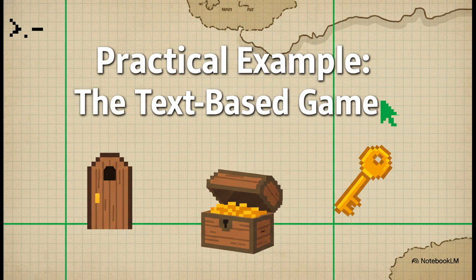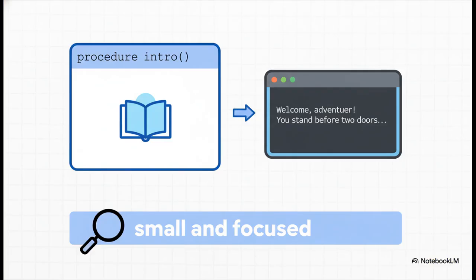Okay, theory is great, but let's see how this all works together in a more practical example, one pulled straight from the guide. We're going to look at a little text-based adventure game. This is perfect for showing you how a few different subprograms can team up to make your code super clean and easy to read. So our first building block is a really simple procedure called intro. Look at the code. Its only job is to print the starting message for the game. That's it. It's small, it's focused, it does one thing, and it does it well. This is a perfect example of a procedure. It just performs a task.